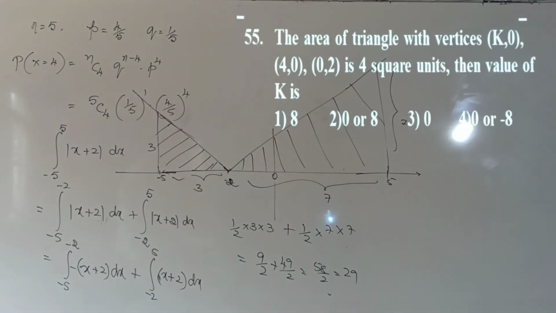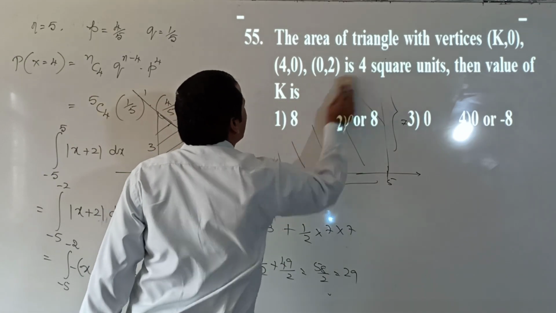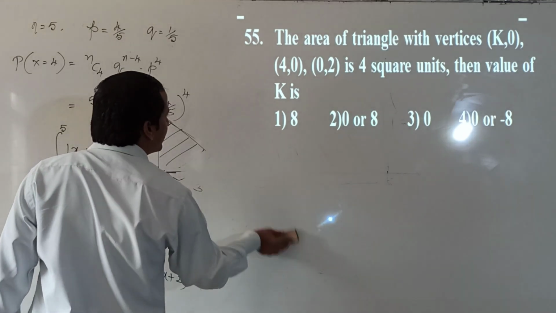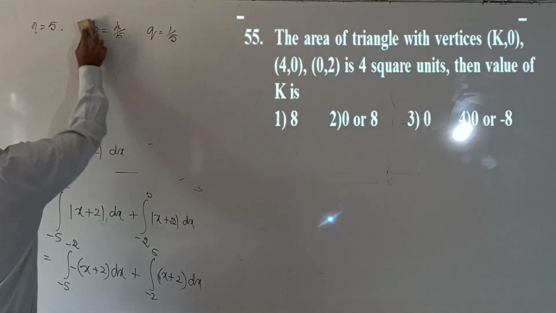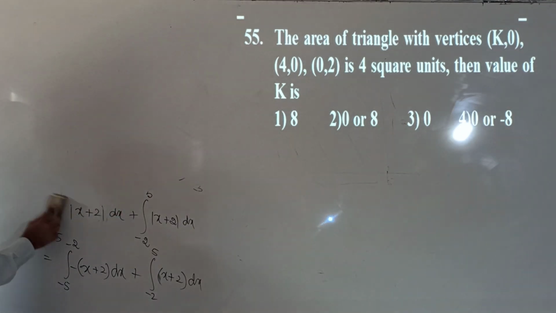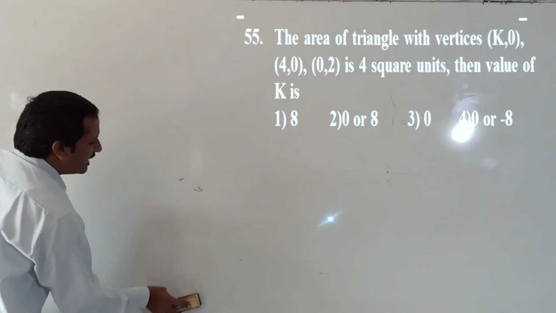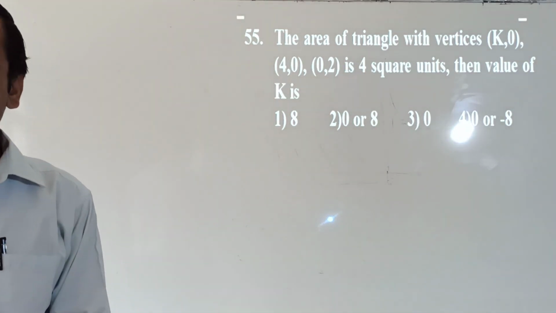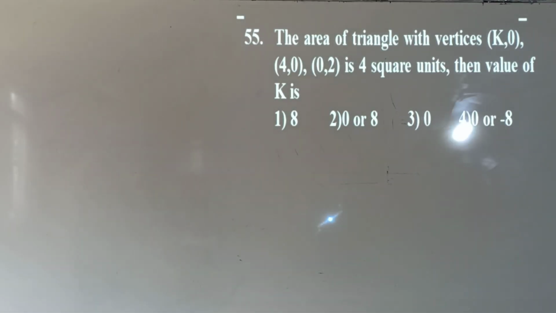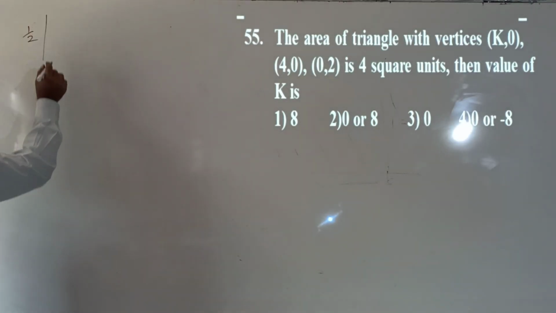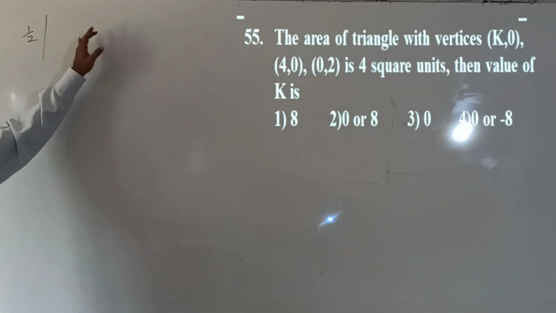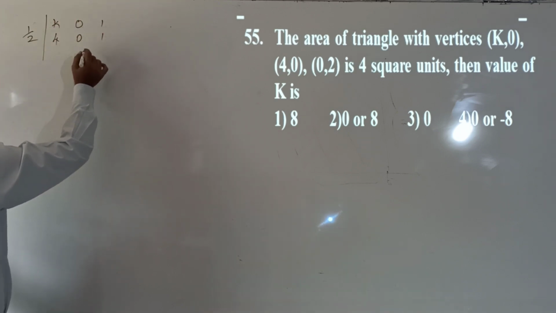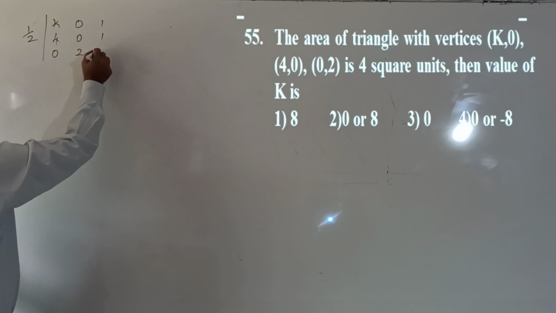Then look at the 55th question. The area of the triangle with vertices (k, 0), (4, 0), (0, 2) is 4 square units. Then the value of k is. When three vertices are given, area can be obtained by using determinants. If (x1, y1), (x2, y2) and (x3, y3) are the three vertices of a triangle, then the area is given by half into the determinant of rows x1, y1, 1; x2, y2, 1; and x3, y3, 1. So here we get rows k, 0, 1; 4, 0, 1; and 0, 2, 1.